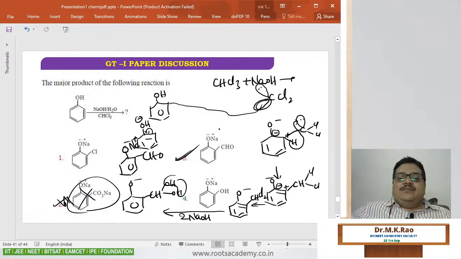Okay, this is the mechanism. Dichlorocarbene is an electrophile. This is the electrophile.